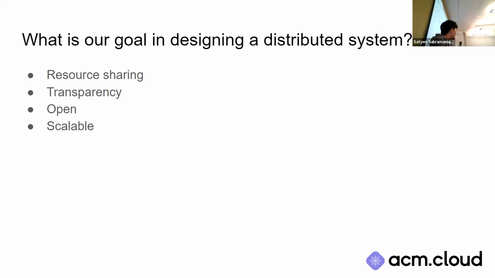We also want transparency, right? That's basically, as I said before, you want to treat your distributed system as pretty much the same as a local system. So if you call a function, even if it's handled in a distributed manner, you shouldn't have to care about that. And the interface should also be open.